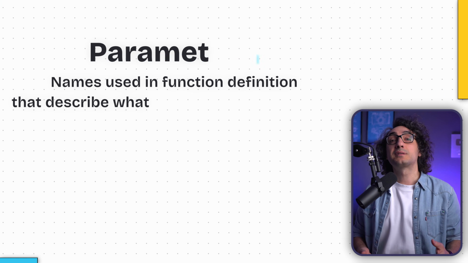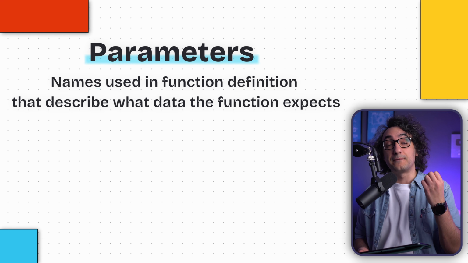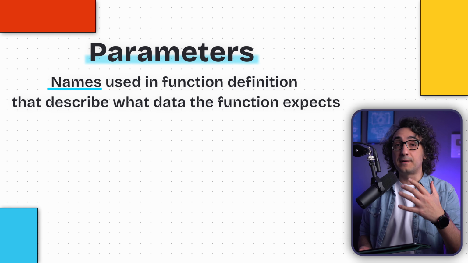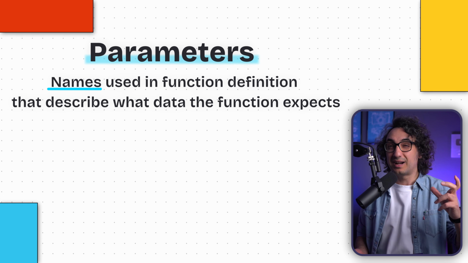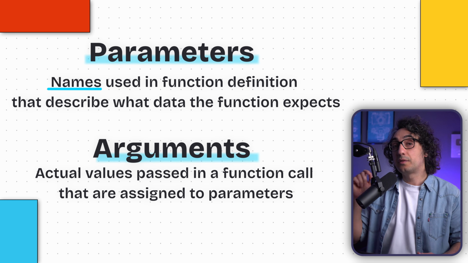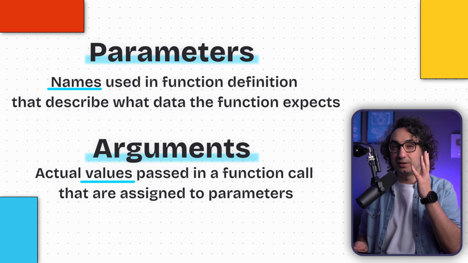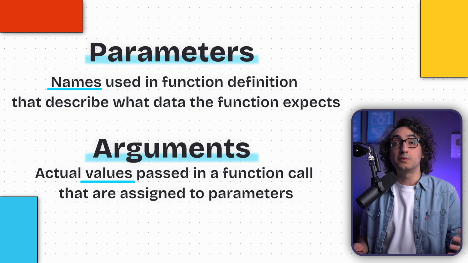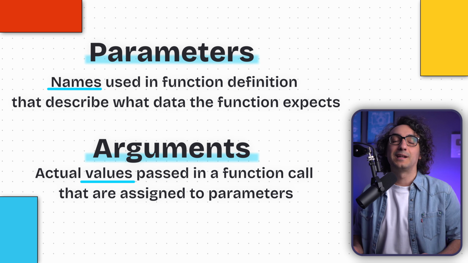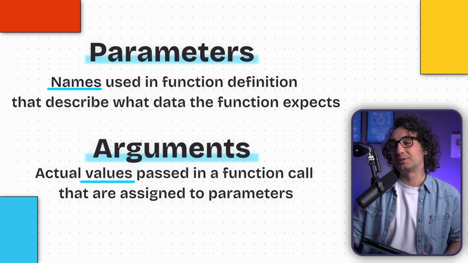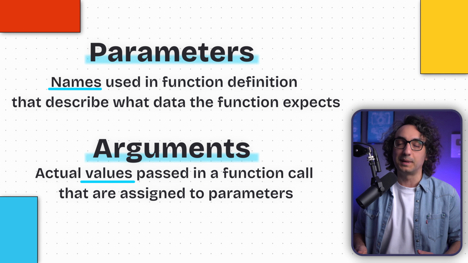So now, what are parameters and arguments? The parameters are names that you write in the function definition in order to describe what kind of data the function expects. So you are describing the input. The arguments are the real values that you pass when you call the function. So they are your actual data that is used when the function is executed. Of course, this might sound a little bit confusing, but in order to understand it, I'm gonna show you an example and how things work behind the scenes.